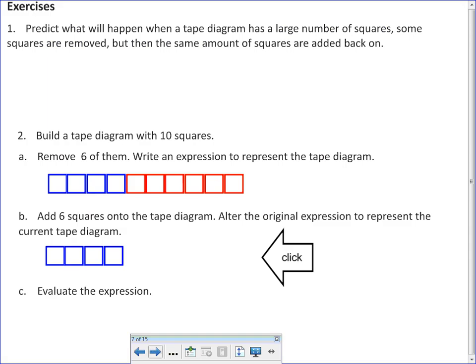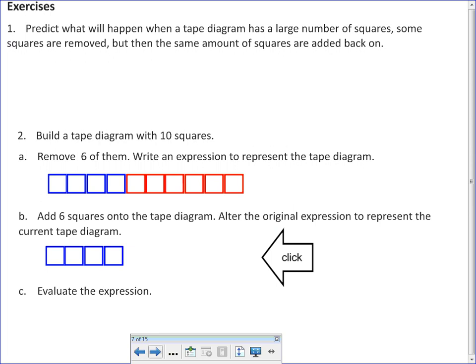Predict what will happen when a tape diagram has a large number of squares, but some are removed, and then the same amount are added back. So now we're doing it the other way. Instead of adding and taking away, now we're going to take away and add. So write a prediction in your notes. What do you think is going to happen?